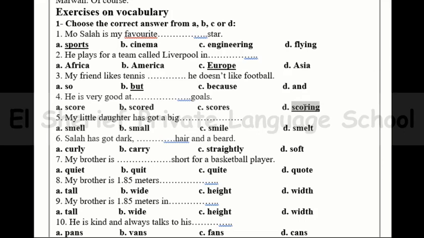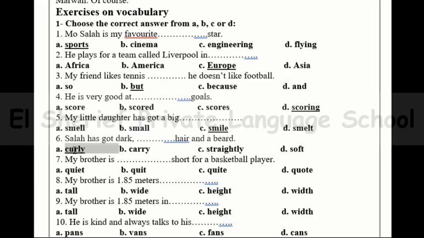Now number 5, my little daughter has got a big small, smile, or smelt. And yes, it's so easy and clear, and the answer is smile. My little daughter has got a big smile. Now let's move to number 6. Salah has got dark hair and a beard. I will say, curly hair and a beard, or straightly hair and a beard, or soft hair and beard. So the answer is going to be yes. Salah has got dark curly hair and a beard.